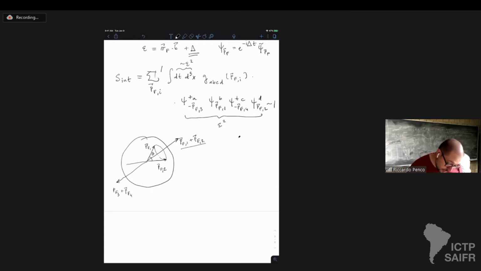And the only possibility, the only way to achieve that, is that these two vectors must lie on a cone which is opposite to the cone that I just drew, that has the same aperture. And the only thing that can differ is the relative orientation between the plane that contains PF1 and PF2 and the plane that contains PF3 and PF4.